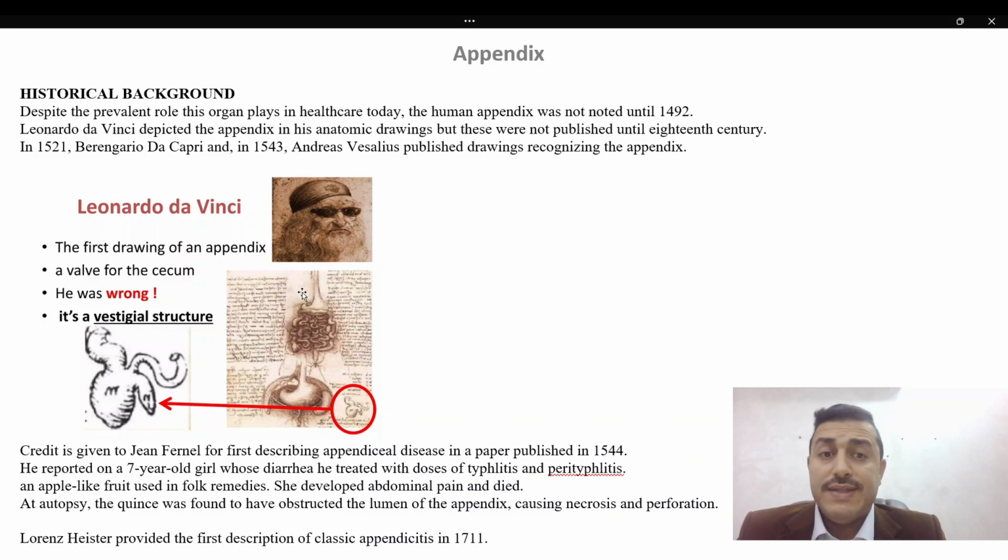This lecture will be divided into two parts. In the first part, we are going to talk about the appendix: anatomy, physiology, pathology, classifications, appendicitis, etc. And in the second part, we are going to talk about appendiceal neoplasm and tumors.